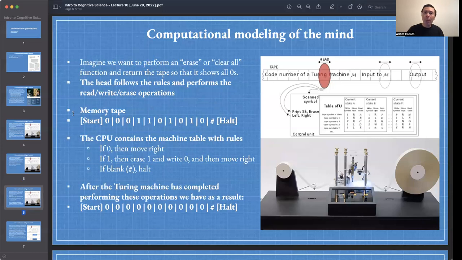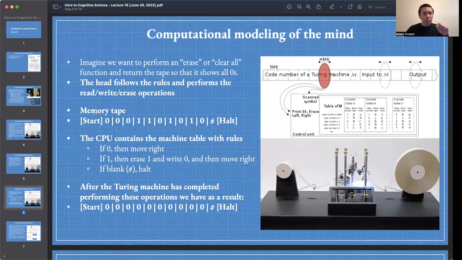All right, so imagine we want to perform an erase or clear all function and return this tape so that it shows all zeros. So I've provided for you right here on the left-hand side of the slide a sample memory tape with some symbols inscribed on it. This is the memory tape. It starts here, at a start state, and then we have cells. In each cell, I've inscribed a symbol from the finite alphabet, and it's just zeros and ones in this case. And then we also have this right here, which is where we'll halt. This just means that there's no symbol here, no symbol from the alphabet, so there's no 1 or 0. So when we get here, we'll halt.